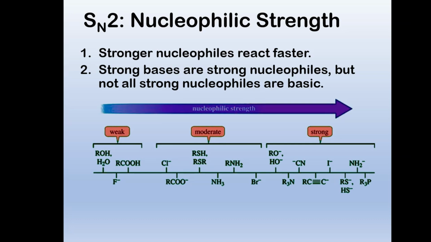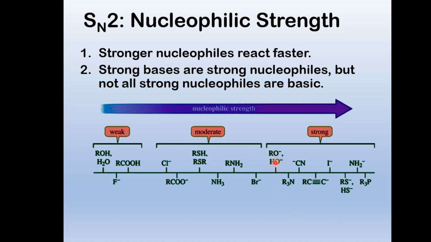Nucleophilic strength can answer a lot of questions in this chapter and the next chapter. So we want to familiarize ourselves with what makes a strong nucleophile and what makes a weak nucleophile. Nucleophilicity has to do with kinetics. Stronger nucleophiles react faster. Strong bases are strong nucleophiles, but not all strong nucleophiles are basic.